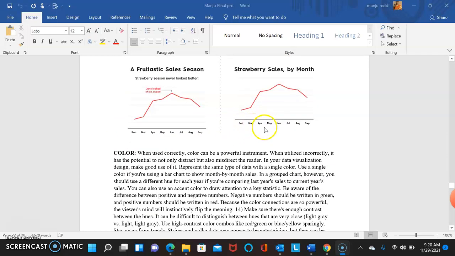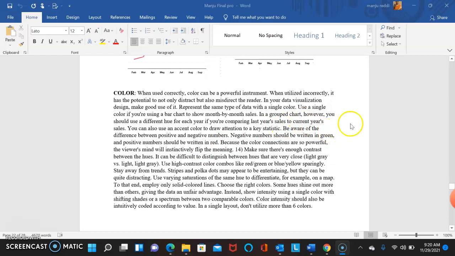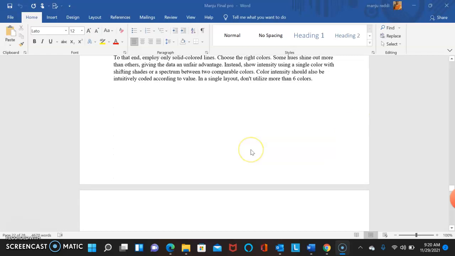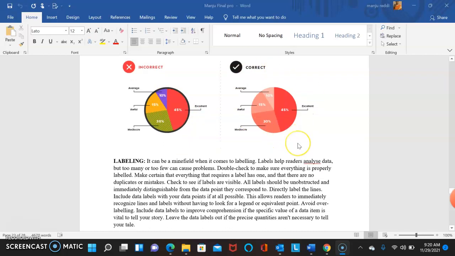Next, these are certain pictures we can refer to, and the color. When used correctly, color can be a powerful instrument. When utilized incorrectly, it has the potential to not only distract but also misdirect the reader. So here is an example of color. When different colors are used, it may not convey the information, and when a single color is used, the information can be conveyed correctly.